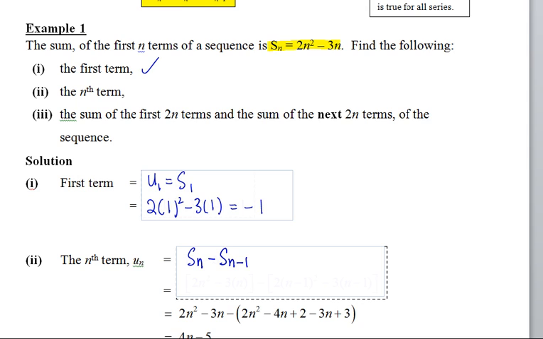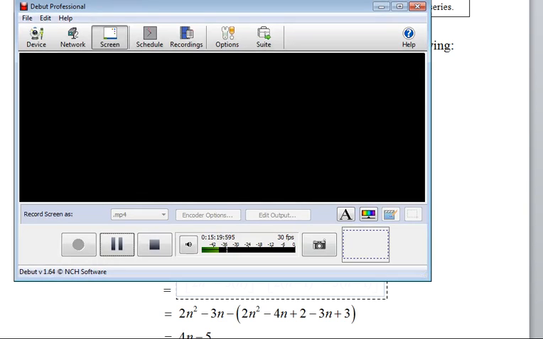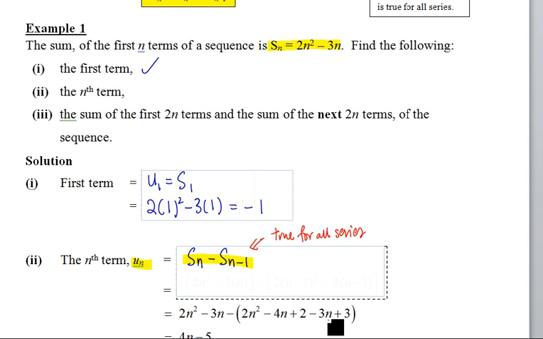Again, I must emphasize this relationship. This is true for all series. Right, true for all series.